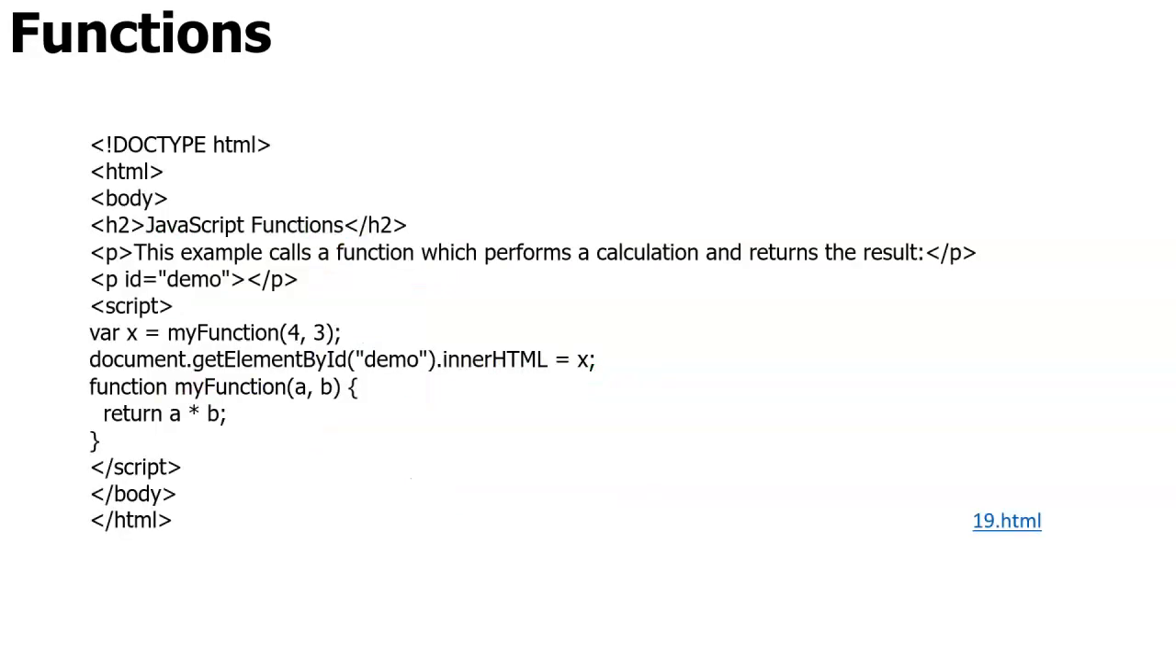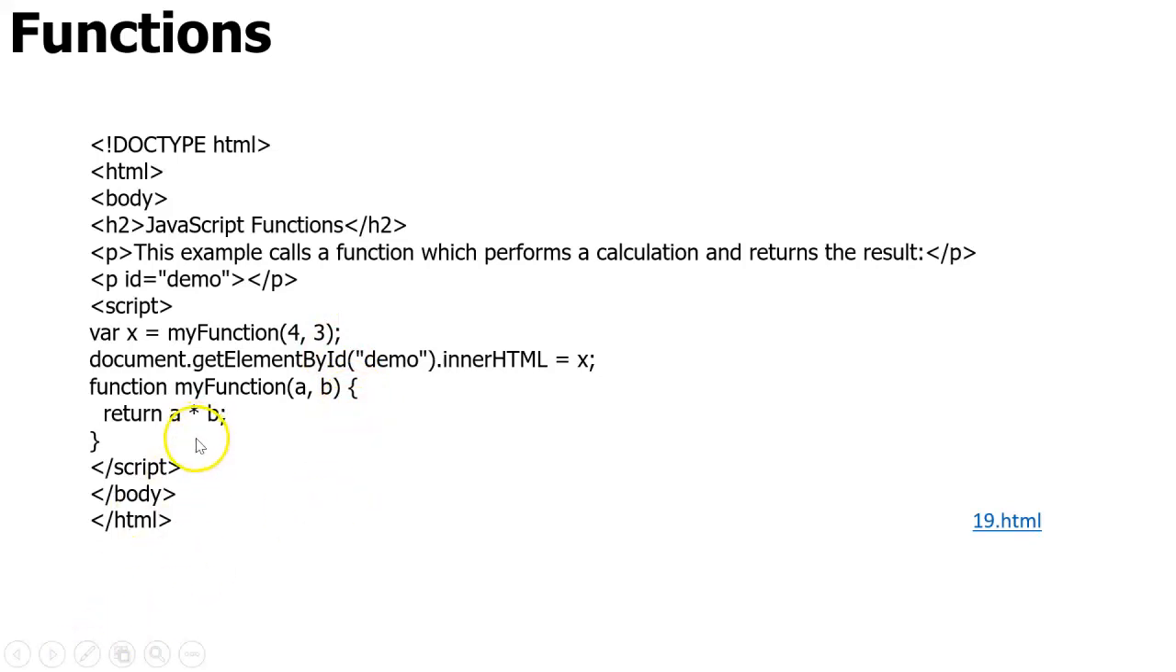This is an example of functions. Here you see the script part. I have a variable called x, and to it I assign myFunction(4, 3). Here myFunction is the function name. In function myFunction(a, b), a and b are the parameters. While calling the function, I am passing the values 4 and 3, so a is equal to 4 and b is equal to 3.